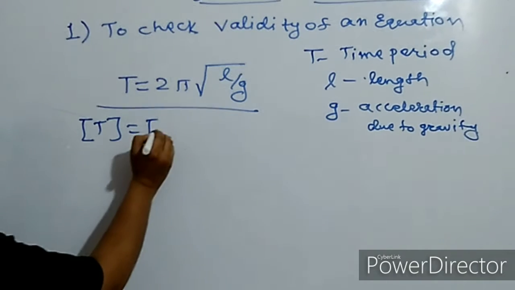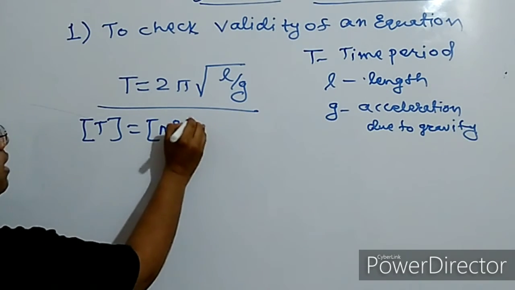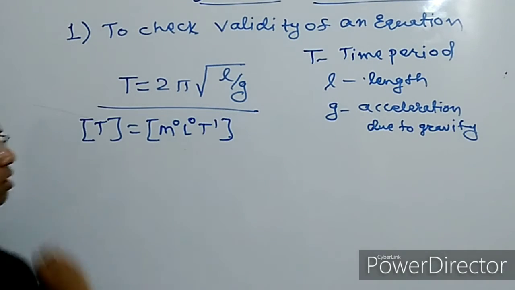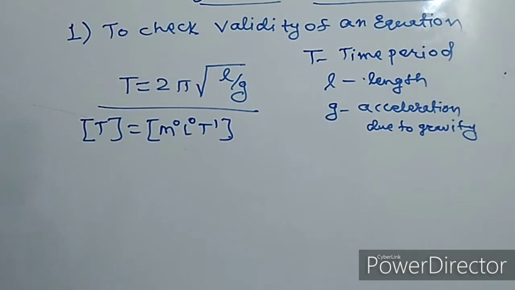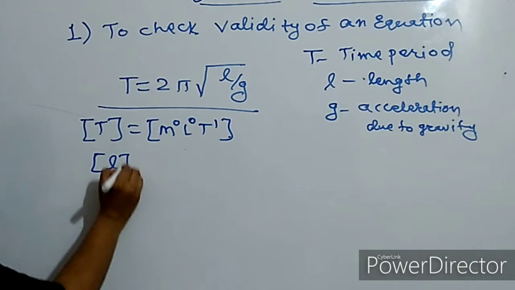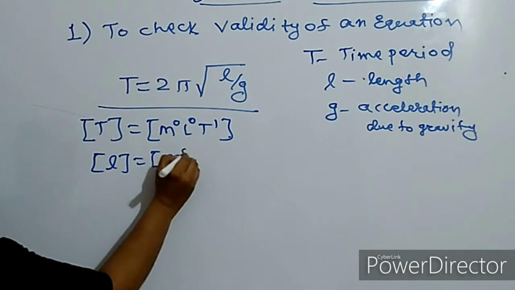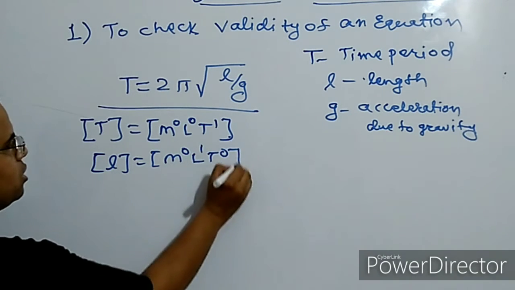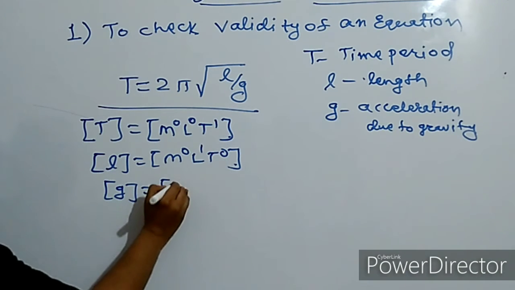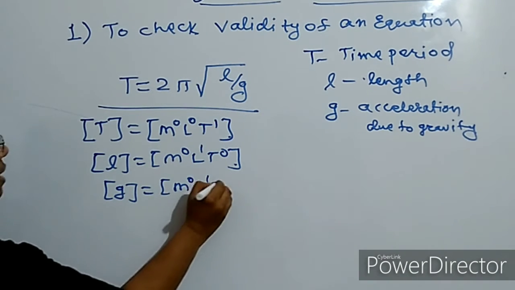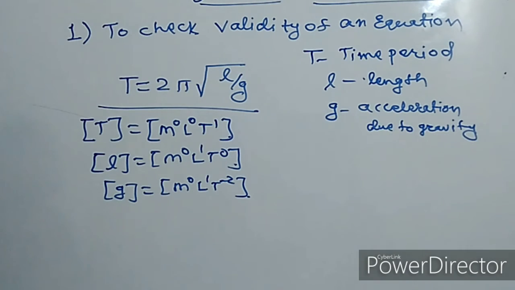टाइम पीरियड का डायमेंशनल फार्मूला हो जाएगा m0 l0 t to the power 1, क्योंकि ये टाइम है, तो उसका डायमेंशन t1 रहेगा. लेंथ l, तो लेंथ का डायमेंशन हो जाएगा m0 l1 t to the power 0. एक्सेलरेशन ड्यू टू ग्रेविटी स्मॉल g, और इसका डायमेंशन हो जाएगा m0 l1 t to the power -2.